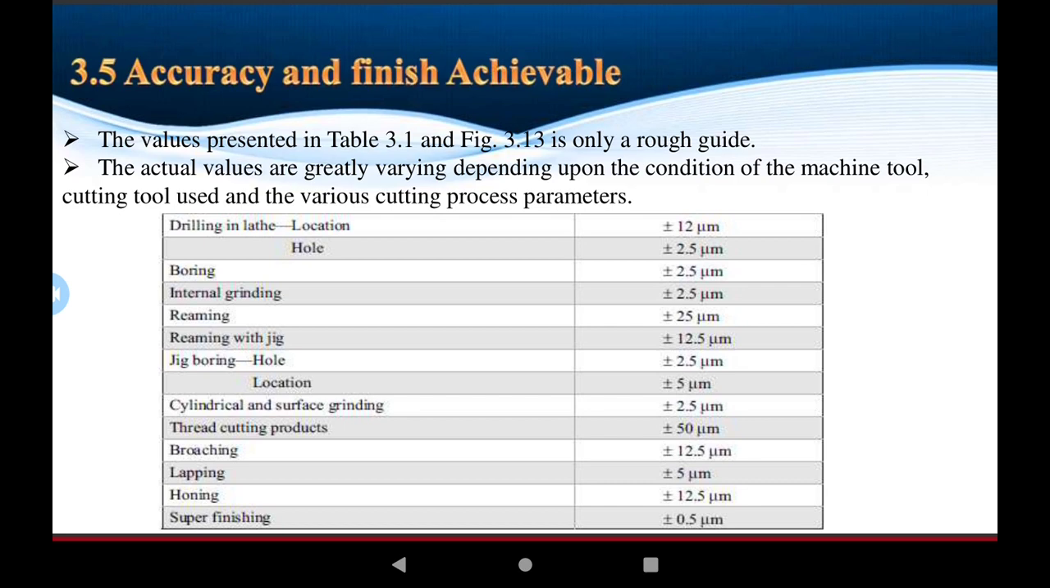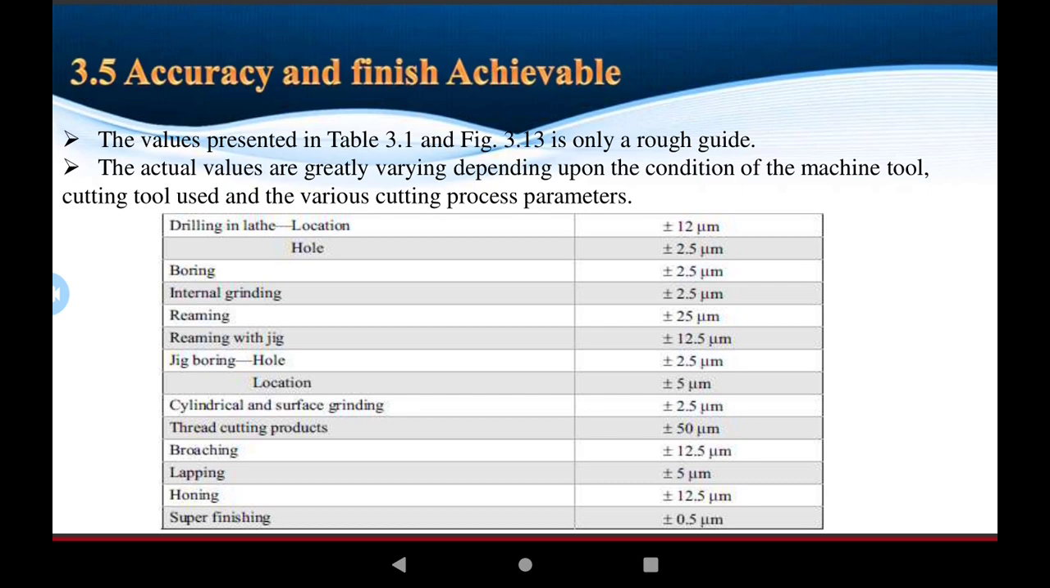Other machining and manufacturing operations achieve a smooth surface, and different manufacturing operations achieve different smooth surfaces and finishing of the surface. The actual value varies depending upon the condition of the machine tools and the cutting tools used for the various cutting process parameters. Suppose I want to achieve a very smooth surface, the decision before the manufacturing operation depends on the material of the cast, material quality, product quality, application of the product, and demand of the product design and customer.